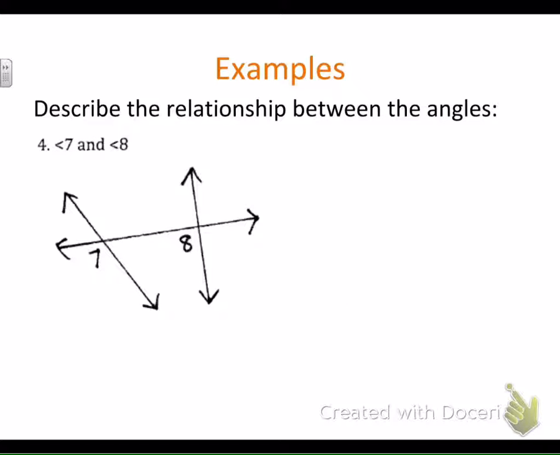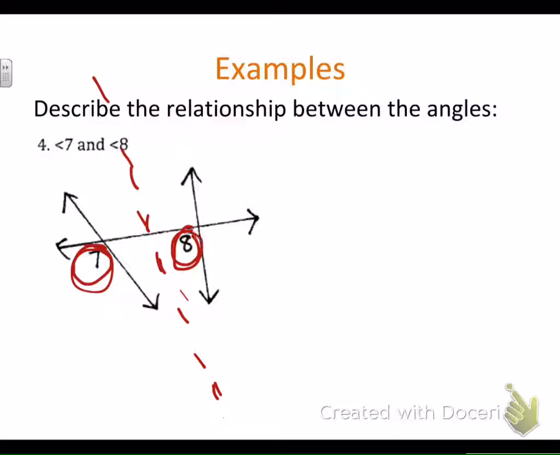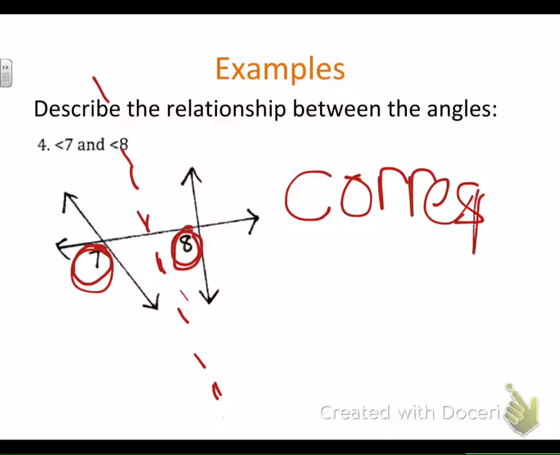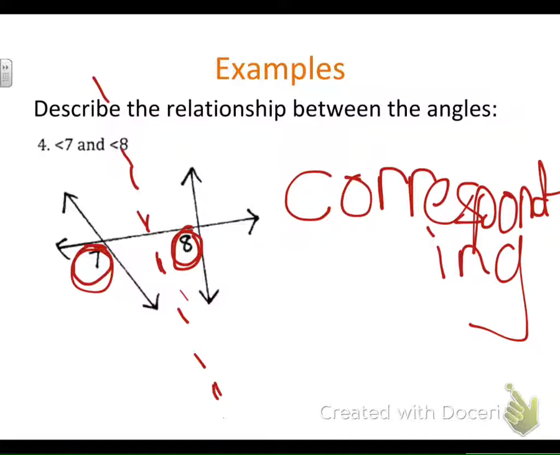Alright, 7 and 8. Okay, well one's inside, one's outside. But let's split this down the middle here. We notice that these are in the same location on each side. So these would be corresponding. Corresponding. That's written so badly, I'm so sorry.